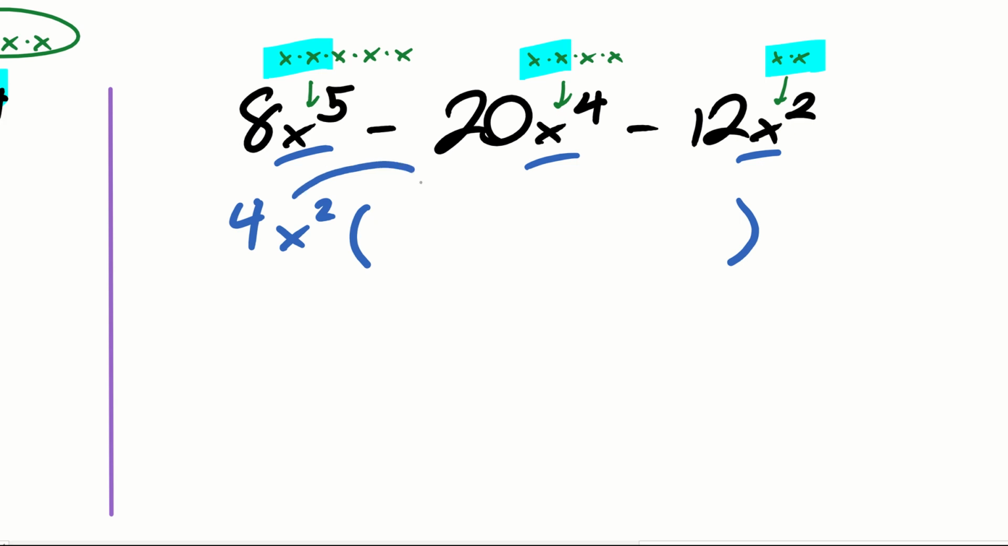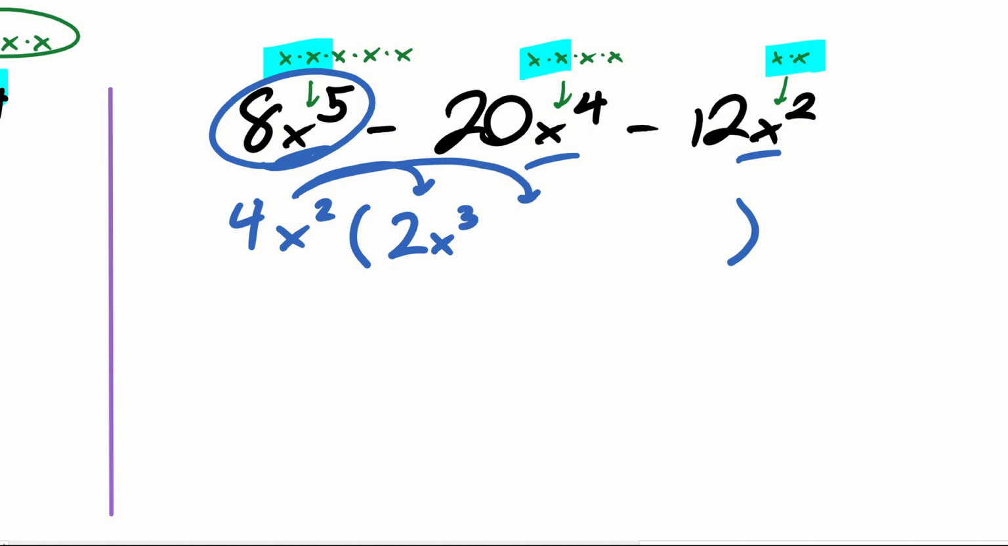If I wanted to multiply 4x squared times something, and I needed to get back to x to the 5th, what would that be? Well, let's see here. 4 times 2 gives me 8, and x squared times x to the, how many more x's do I need to get back to 5? I need 3, 2x cubed.